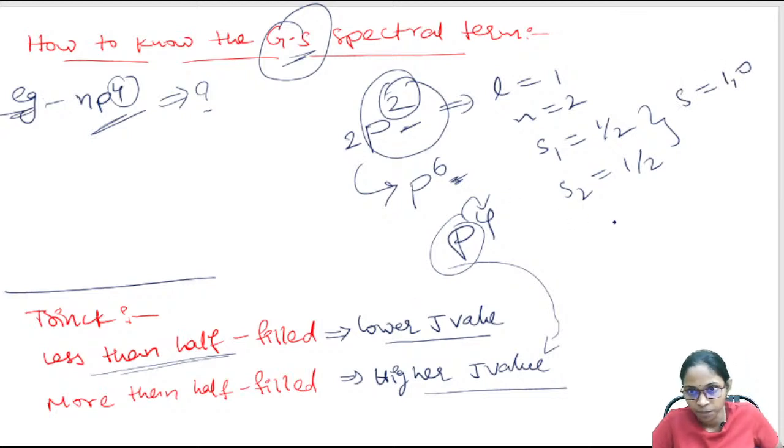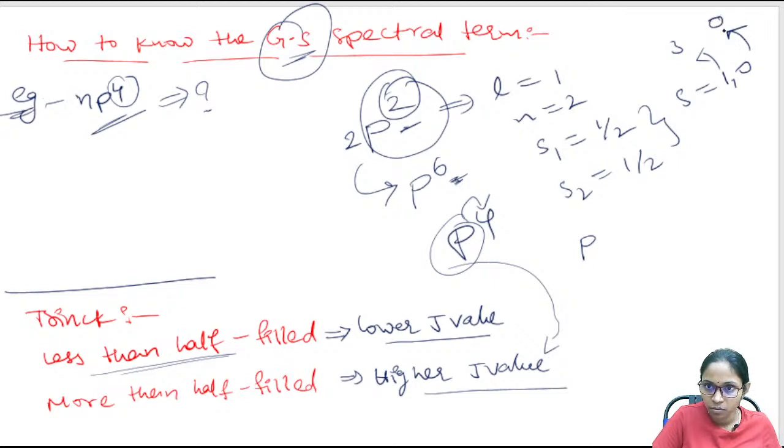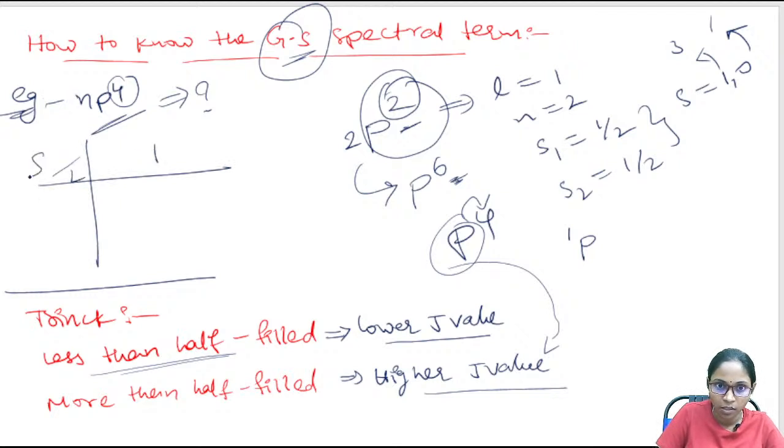For 1 comma 0, you will have the spectral terms P. 2S plus 1 will be here. For S equals to 1, 2S plus 1 will be 3. For S equals to 0, 2S plus 1 is 1. So for S equals to 0, initially I am writing 1P, and we have to find out the J value, right? For the J value, I have to use this trick. L equals to 1 and S is 0, 1 plus 0, I'm adding this.